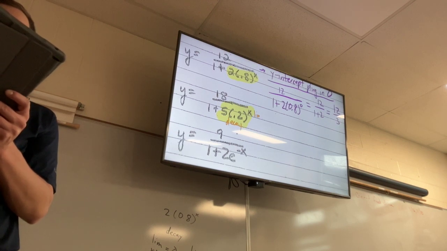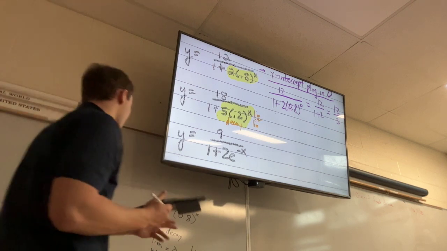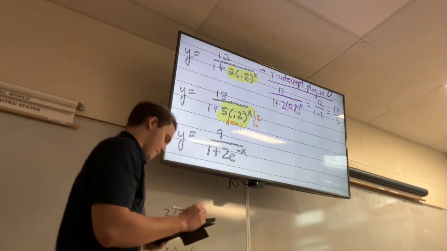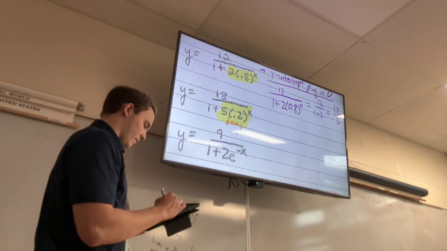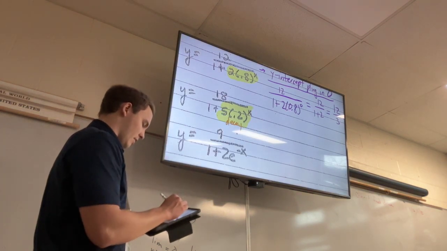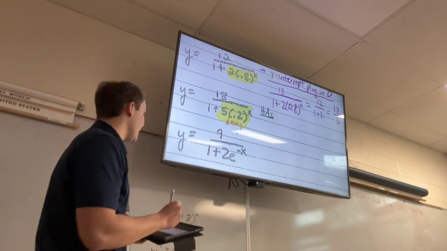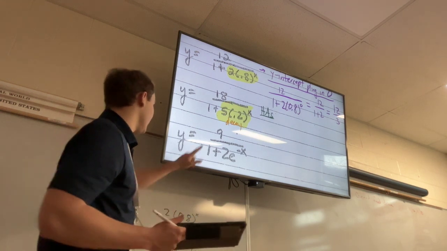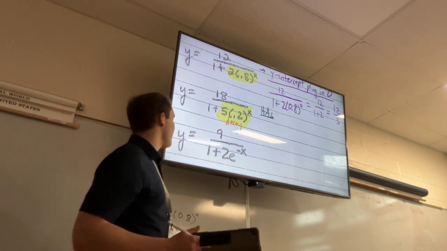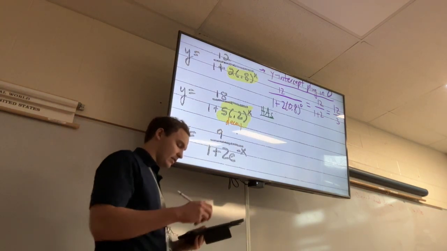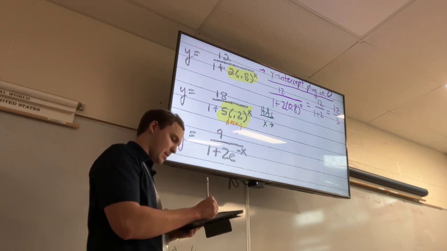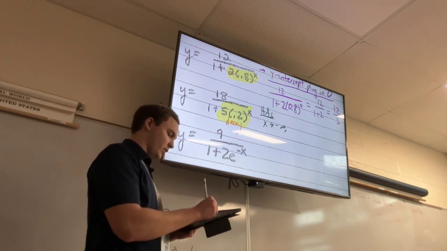The limit, I'm just looking at the yellow part. So it's the same thing here, okay? It's the same as these, so I'll just let you read that off the board. So the horizontal asymptotes, the HAs, right? Since it's a decay, as x goes to negative infinity, y equals what?